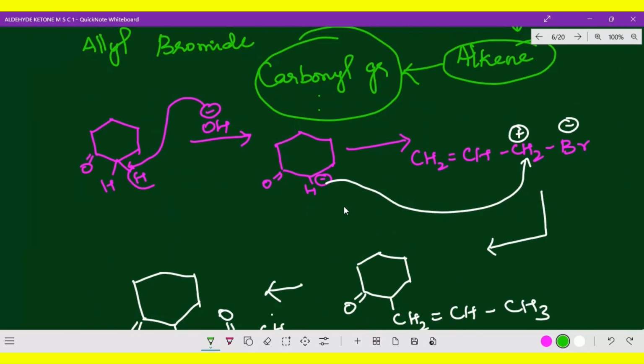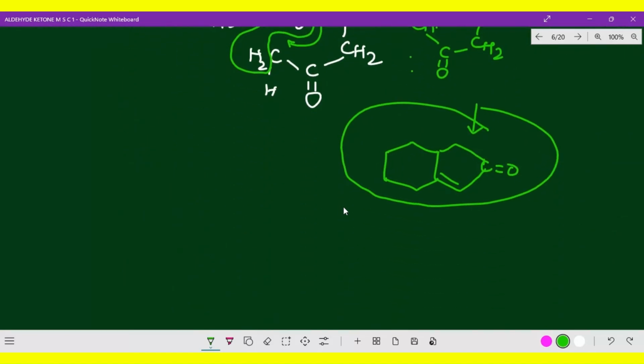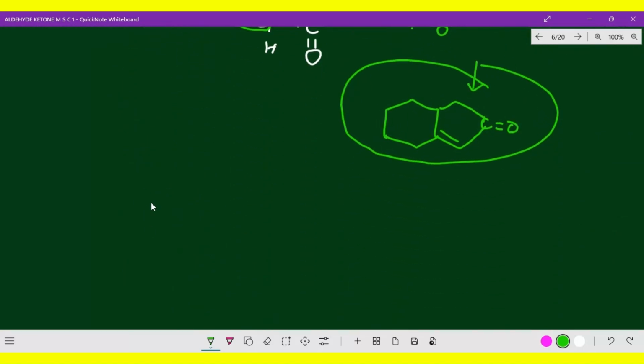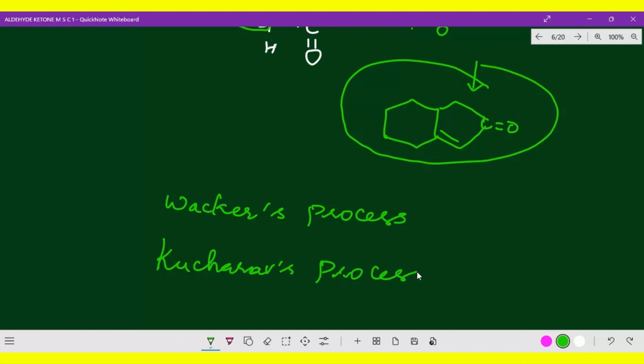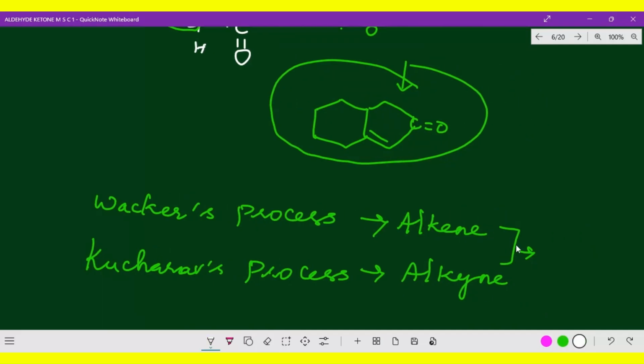Kucherov's process and Wacker's process. Wacker's process: alkene converted to carbonyl compound, and Kucherov's process. I just mentioned this very clearly because these are all concept based, so it will be helpful. This is alkene, and this is alkyne. So alkyne and alkene both are converted to carbonyl compound. That is the main point.